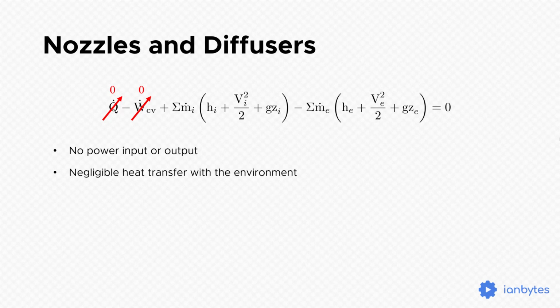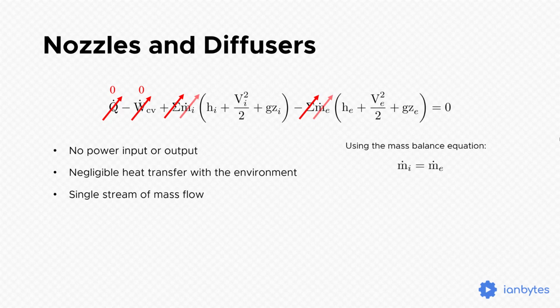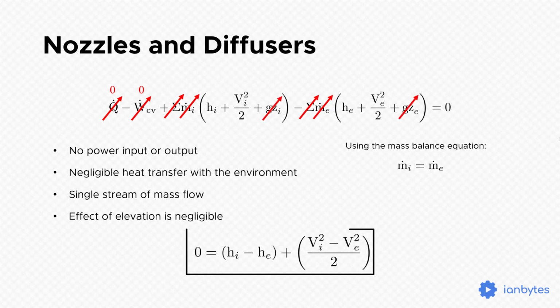Madalas din na sila ay may single stream of mass flow, which is why we can omit the sigma notation in our energy equation. Not only this, but m dot i and m dot e are equal to each other. That is according to our mass balance equation. So we can divide both sides of the equation by these masses, cancelling each other out. Unless otherwise specified, maaari nating i-neglect ang effect ng elevation between the mass inflow and the mass outflow, which is why the potential energy components will also cancel out. In the end, we have this governing equation for nozzles and diffusers.